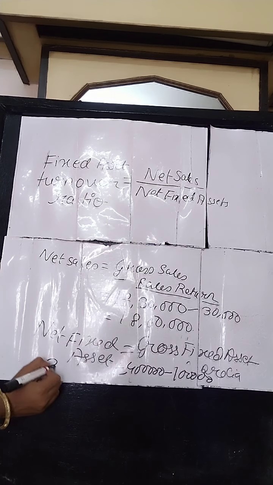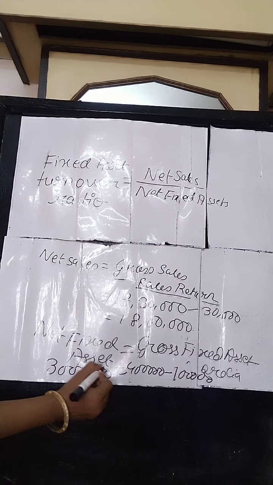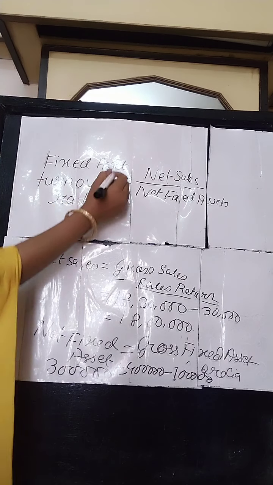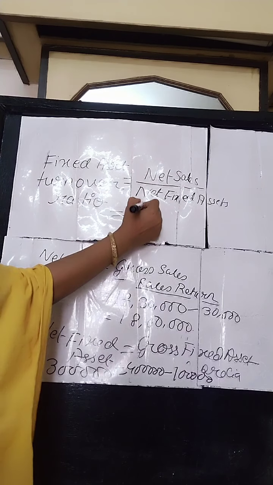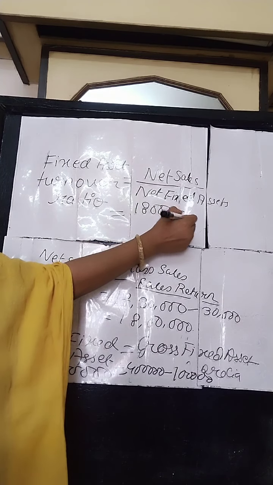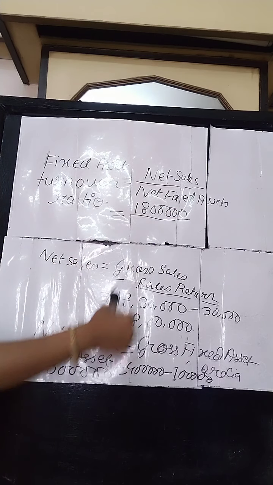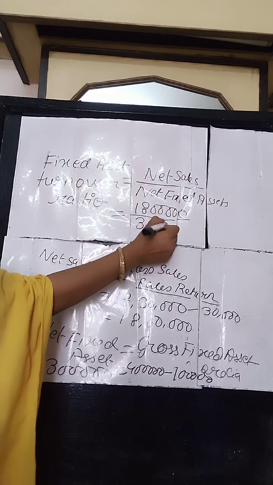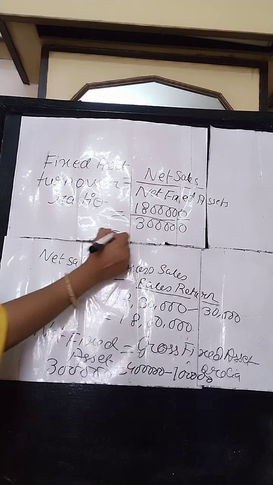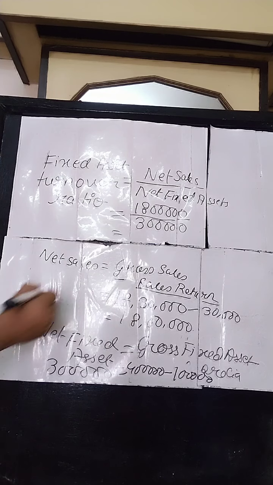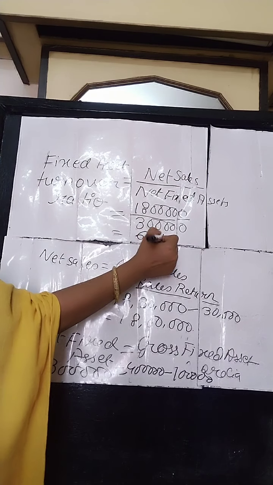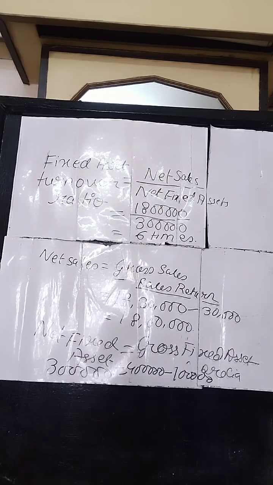Net fixed asset you are getting as 3 lakh and net sales you are getting 18 lakh. So fixed asset turnover ratio answer you are getting is 18 lakh divided by 3 lakh. Ultimately you are getting 6 times as the answer of fixed asset turnover ratio.